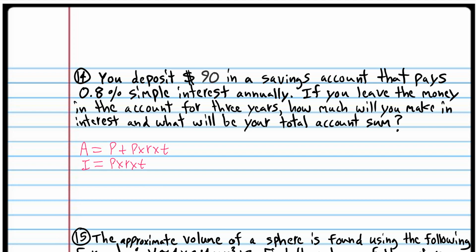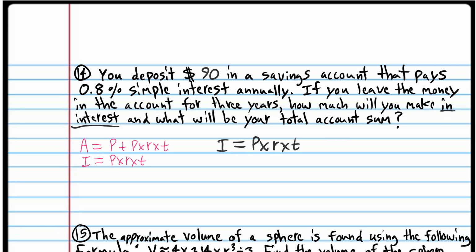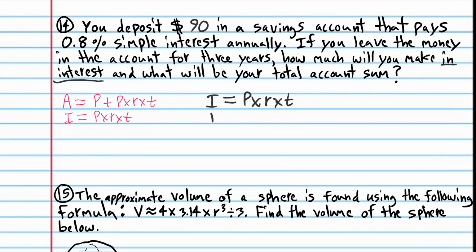Notice this part is the same for these two formulas. That part tells you the interest that you're going to have to pay, or in this case, the interest that you're actually going to make. The first part of the problem says if you leave the money in the account for 3 years, how much will you make in interest? The key is it's asking you how much money you're going to make only in interest. So that's going to be the second formula. I equals P times R times T. I'm rewriting the formula because I'm showing which tool I'm using to do the problem. And then we just have to plug in the numbers.